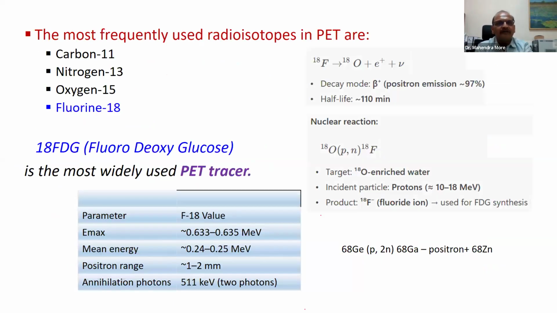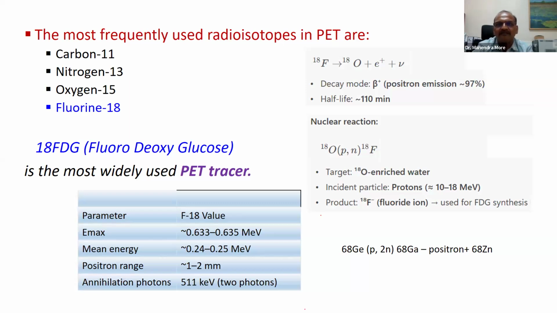Okay, these are the different isotopes which are used in PET studies: carbon 11, nitrogen, oxygen, or fluorine F18. So F18 is produced from O18. We bombard with protons, and we have the production of 18F from the enriched water.